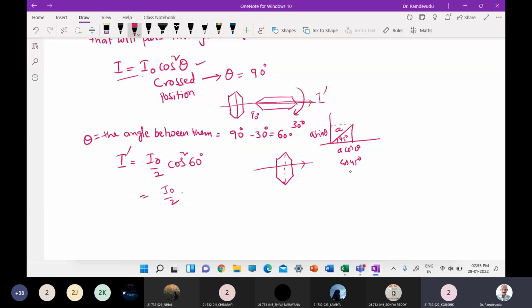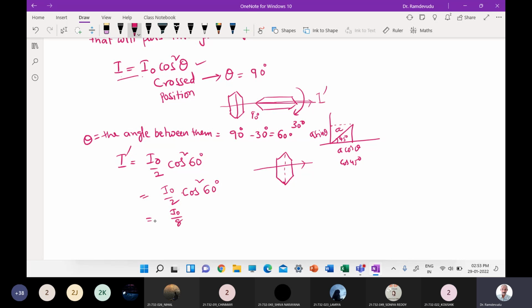Yes, sir, I got it. 1 by root 2. Then cos square 45 is 1 by 2, because the intensity is the square, 1 by 2. This becomes I times 1 by 2, and I'll get cos square 60. So how much do I get? The value of I dash? I naught by 8. I naught by 8, correct.